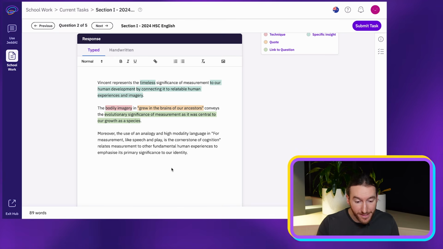All right, now for this next sentence, we're just going to get straight into it. We can reuse the "moreover" thing. You can keep reusing sentence starters and connectors across your answers. That's the beauty of section 1. We're going to say, "Moreover, the use of an analogy, technique, and high modality language."